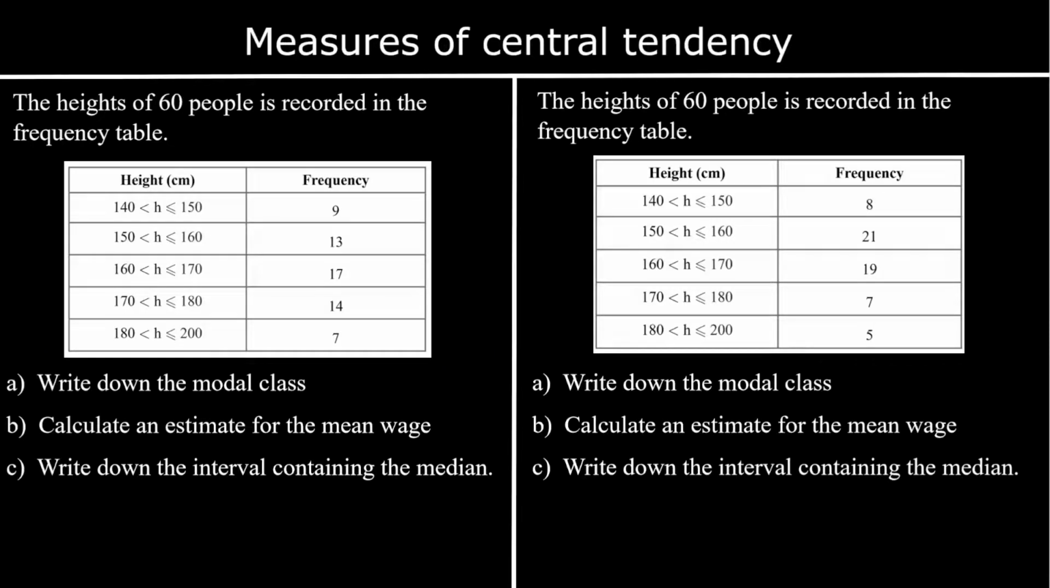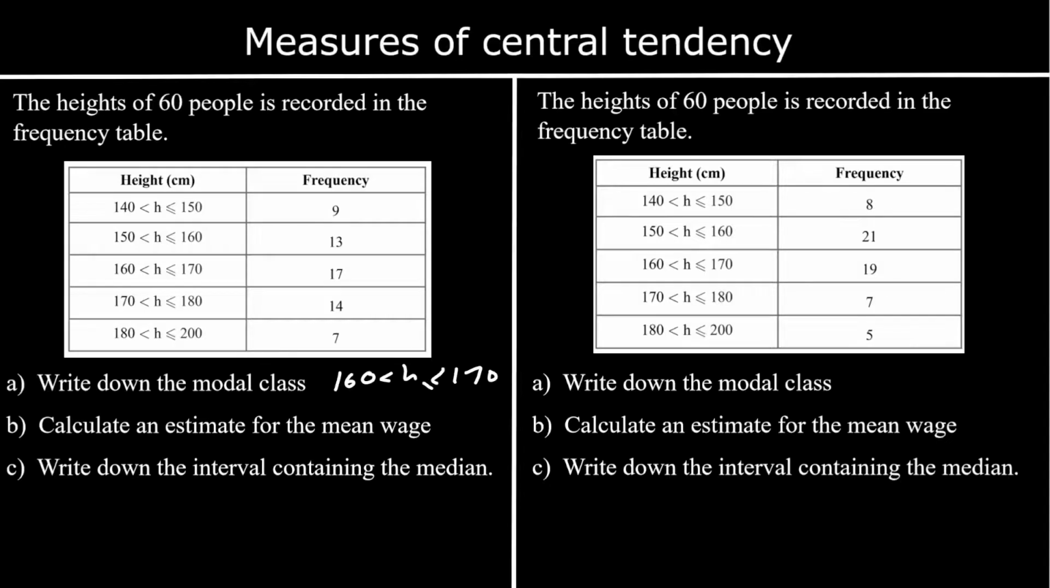Here we've got a frequency table with grouped data. We've got the heights of 60 people recorded in a frequency table. We need to firstly write down the modal class. So the most common, we've got 17 between 160 and 170. So the modal class is the one between 160 and 170.